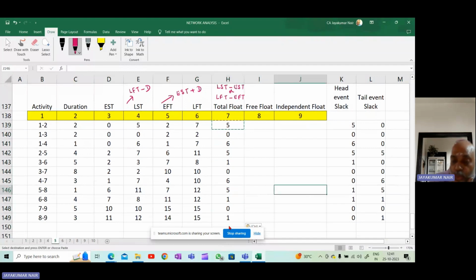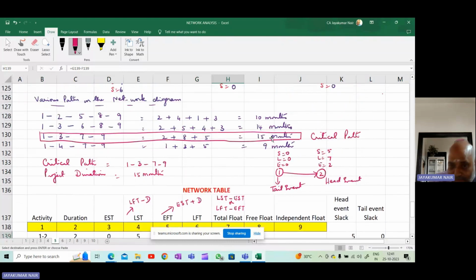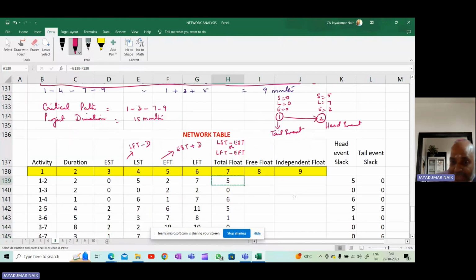Now, what does this total float mean? You know this activity 1, 2. So this activity 1, 2, even if you delay it by 5 months, you will be able to complete the project in time. That is 15 months. You will be able to complete the entire project within 15 months.